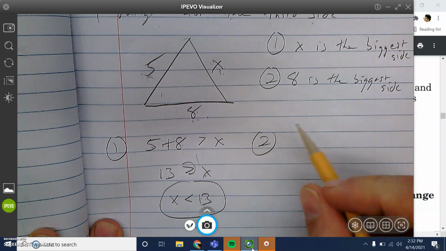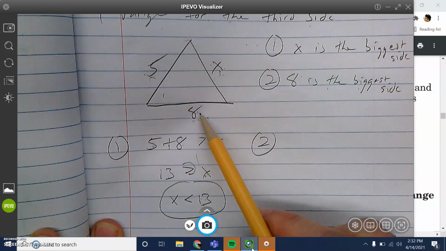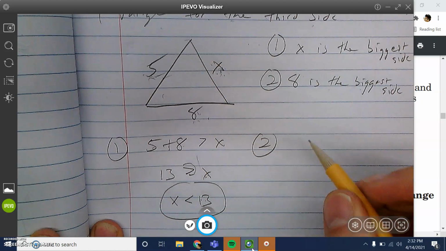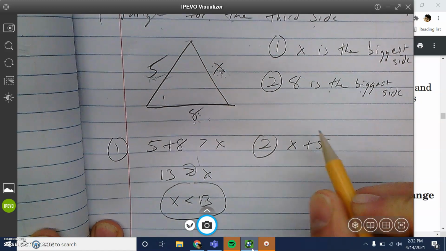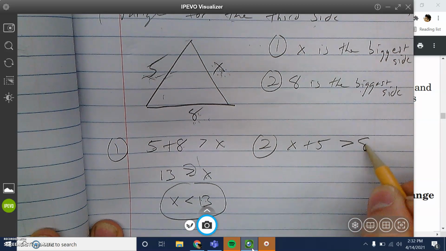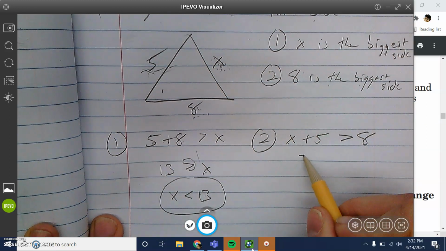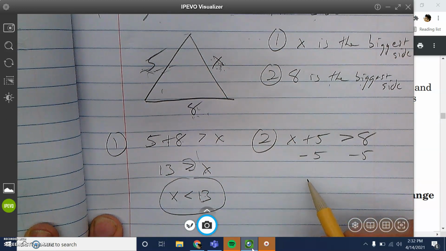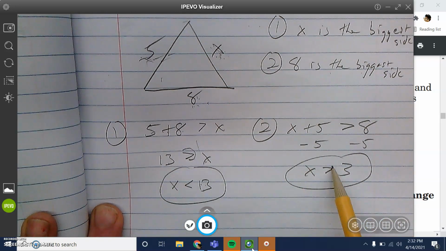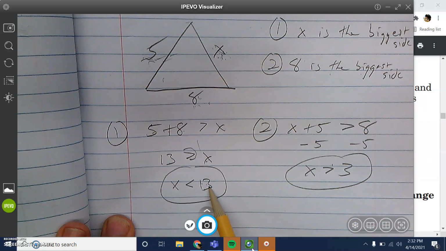Here's the second. What else do we say? 8 is the biggest side. So if 8 is the biggest side, that would mean these two are the smaller ones, right? So it would mean x plus 5 or 5 plus x has to be bigger than 8. All right, so I subtract 5, easy. So x has to be bigger than 3. So x has to be bigger than 3 and less than 13 in order for this to be true.